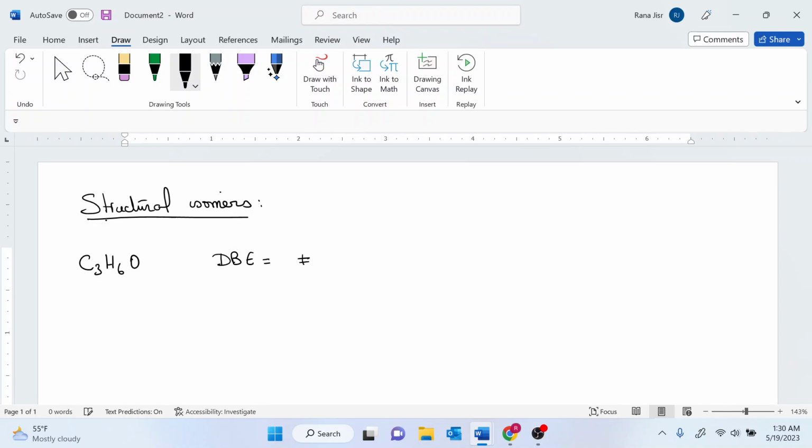And the DBE is the number of carbons times 2 plus 2 minus the number of hydrogens, divided by 2. Don't forget that if you have a nitrogen, you need to subtract it from the number of hydrogens. If you have a halogen, you need to add it to the hydrogens. You neglect the oxygen, the phosphorus, and the sulfur. And that is going to make the DBE here equal to 1.